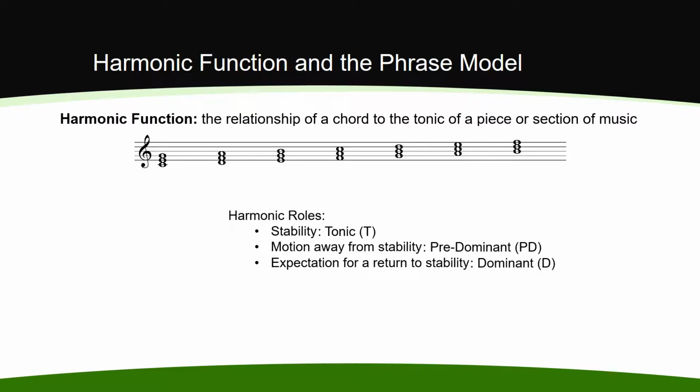dominant function. Tonic function, or T, is stable. It is where all chords want to return to. Predominant function, or PD, is the pathway to dominant harmony. It is like connective tissue. Dominant function, or D, wants to return home to tonic. These harmonic functions exist in both major and minor modes.